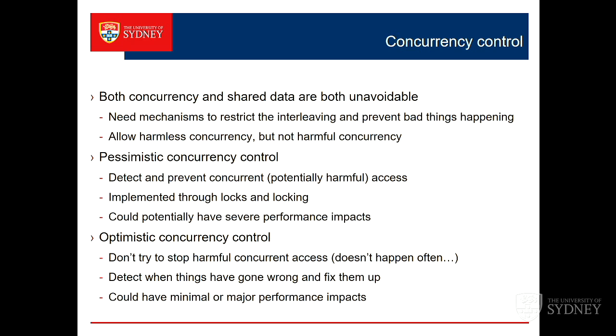Okay? We're optimistic about it. So we don't try to stop harmful concurrent access. After all, it's not very common. But we do try to detect when bad things have happened, and we have a strategy that lets us not only detect when bad things have happened, but undo the damage that the bad thing did. So we will detect bad things and fix them up when they have happened. And that could have minimal performance impact.